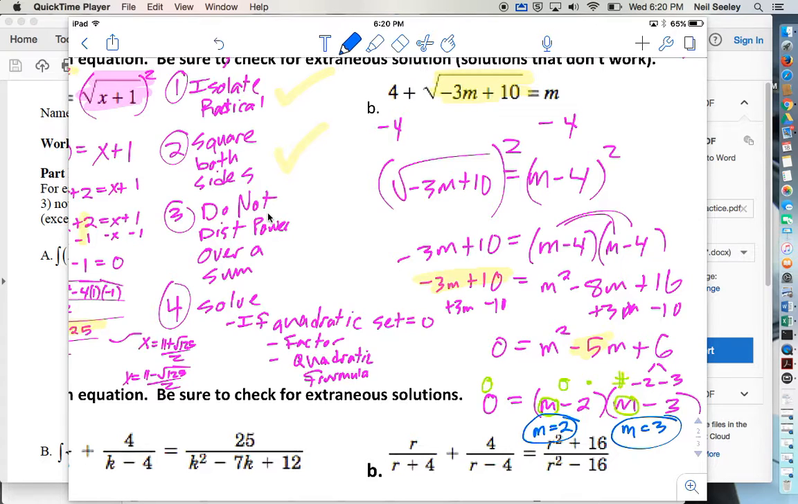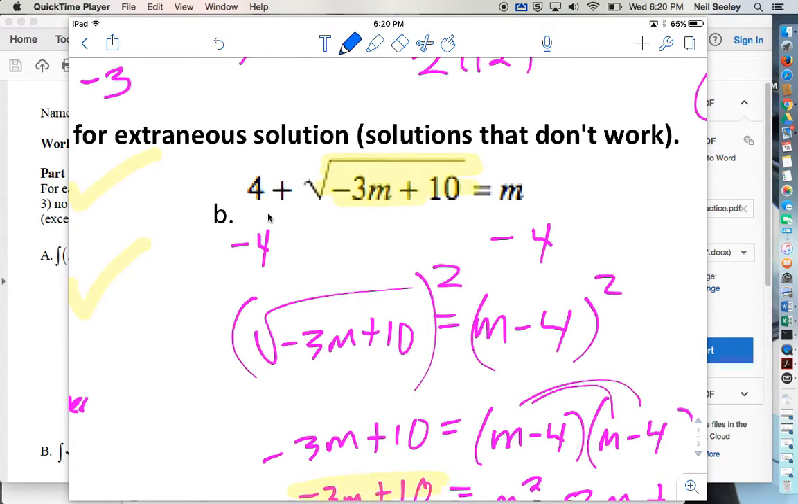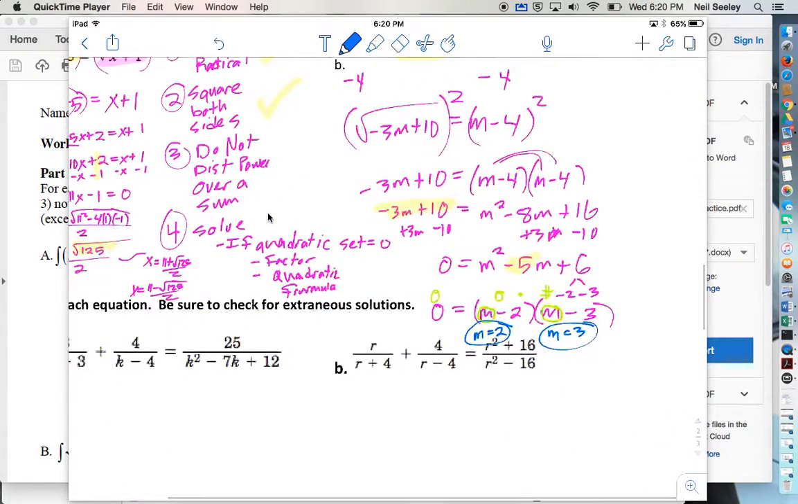So, and I'm looking through this. This is what you're protecting against. Your radical cannot take the square root of negative numbers if we're going to stay in the real numbers. So what we're looking for are extraneous solutions, which are non-real solutions when it deals with radicals. So it's not that they're bad, it's just that they're imaginary.